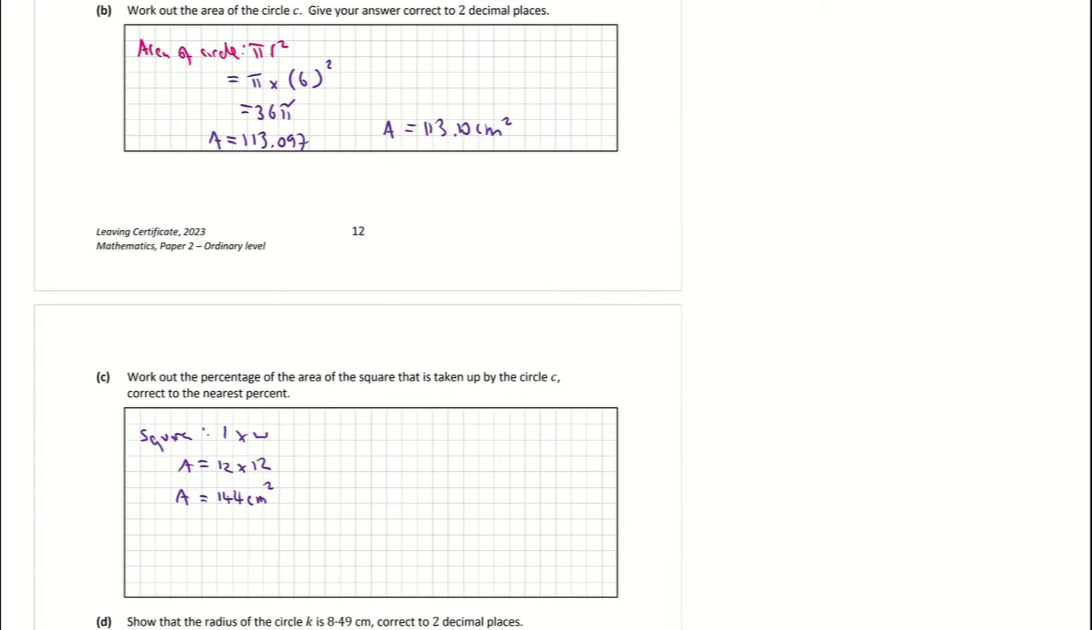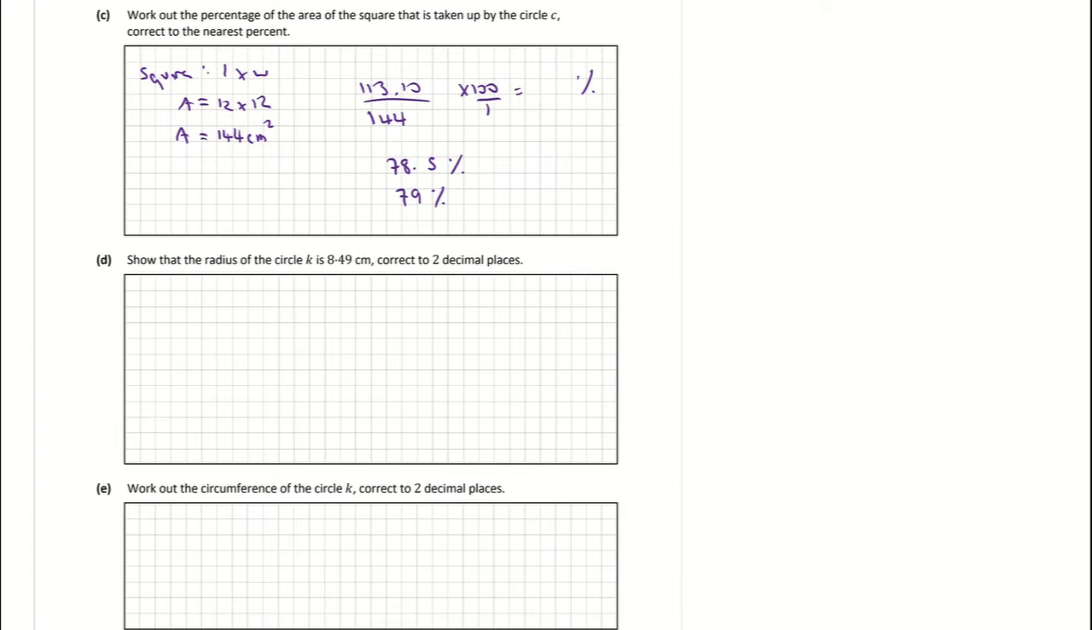Now I need to get the percentage of the circle over the area of the square. So from part B, my answer was 113.10 over my area of the square, which is 144, times 100 over 1, and that'll get me my percentage, which is 78.5%. It wants it to the nearest percentage, so it's 79%.